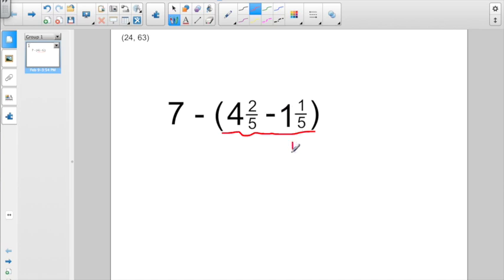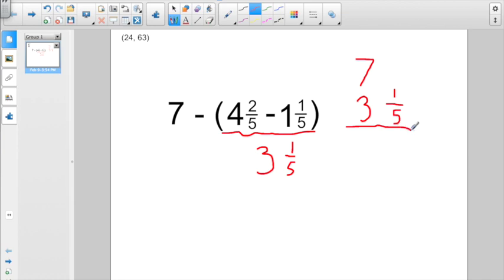I'm going to try to do this mentally. 2/5 minus 1/5, well, that's going to leave me 1/5, won't it? And 4 minus 1, that's going to give us 3. But we do the work in parentheses first. Now we have to go and take this answer and subtract it from the whole number 7. And this is where I think our scratch paper does have to come into play, because I've seen too many people try to do these guys mentally and make one very critical mistake.